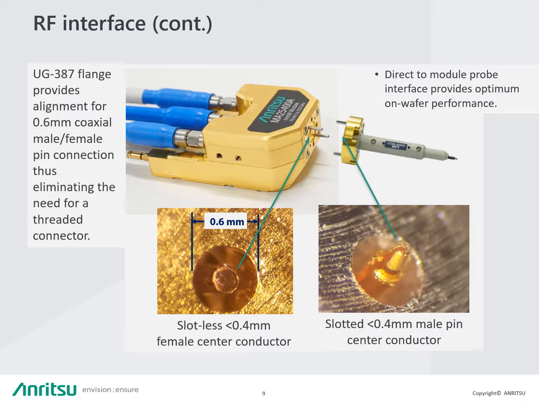The direction we took in connecting the probe to the module is to use the 0.6 millimeter connector, but to use a UG387 flange for the alignment. And so using the flange that was designed for supporting 220 gigahertz connections gives us the repeatability and the alignment needed for these connections, but in this case we're using a male-female center pin connector.